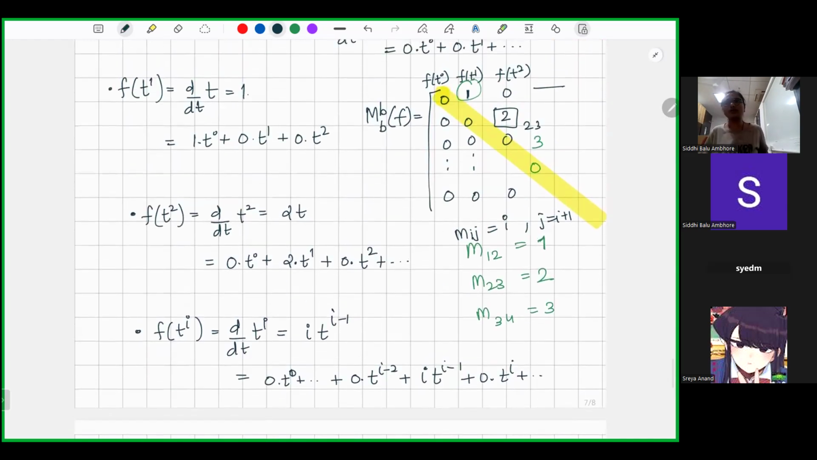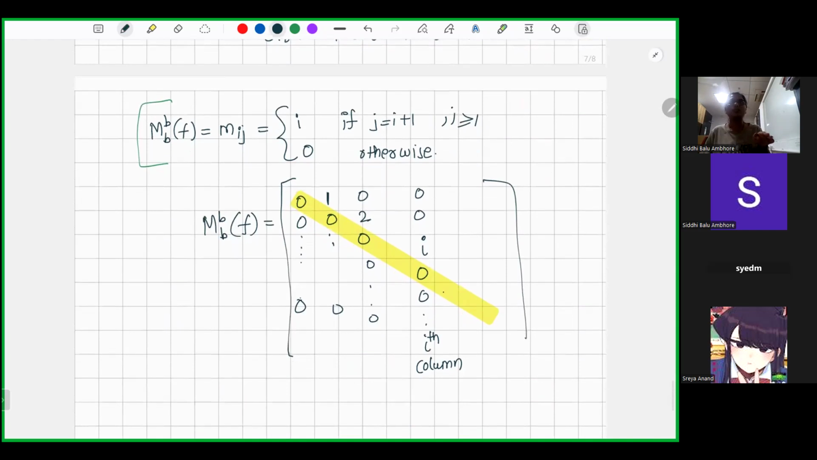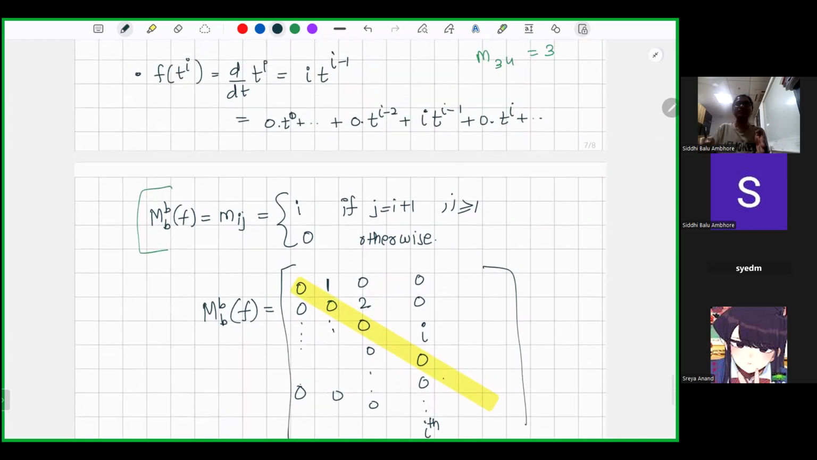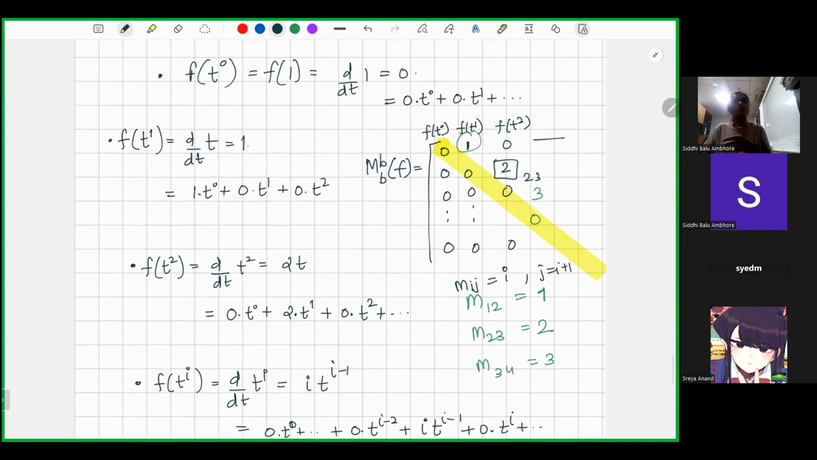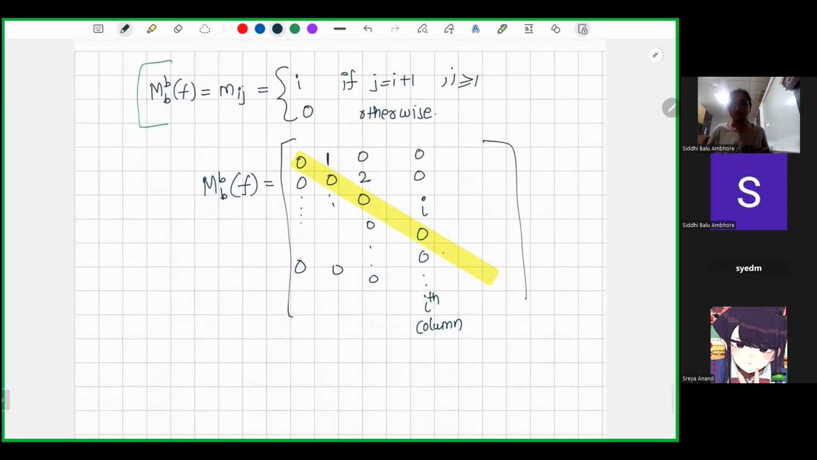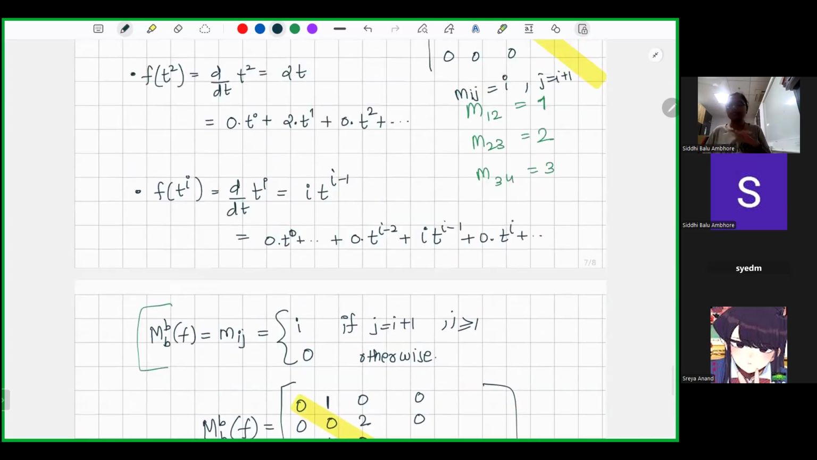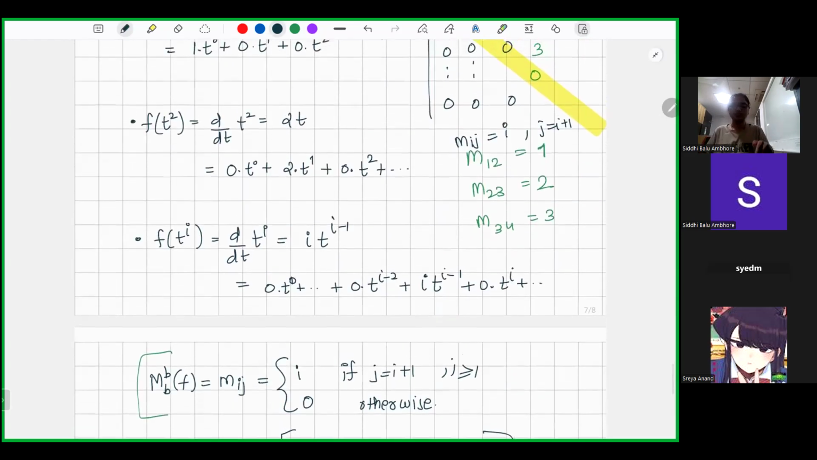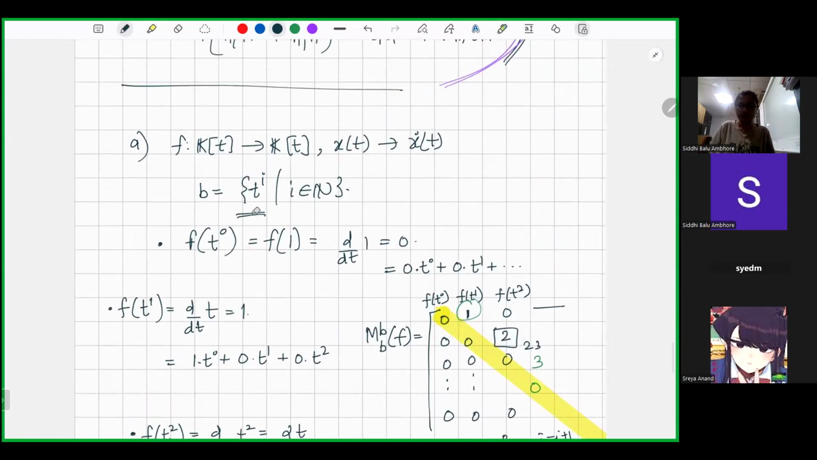Is it clear? I hope you understood. I wrote it J, but that was not correct. So that's why I corrected it to I, because that's what we want. That's what we need here. And the rest of all the entries are 0 because that's how the basis works. So this is what we got.